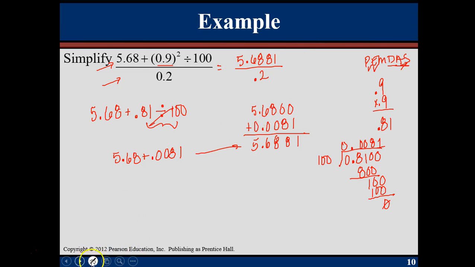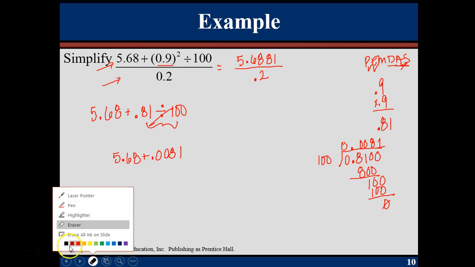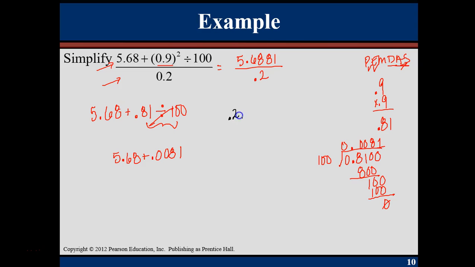I'm going to make some space so we have some room to divide. I have 0.2 that's dividing into 5.6881. I'm going to need to move this decimal so that it looks like a 2. And however many spots I need to move it on the outside to make it a whole number is how many steps I'll need to move it on the inside. 2 goes into 5 twice. That will leave me with 1. Bring down the 6 for a 16. And 2 goes into 16 8 times.